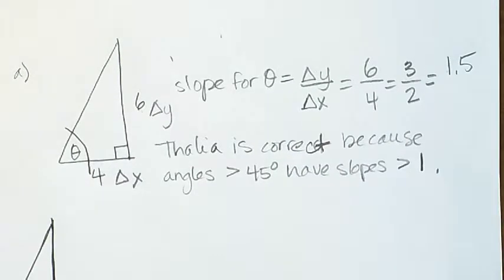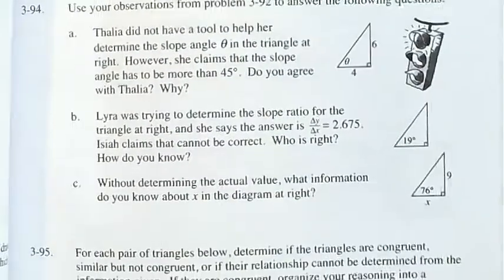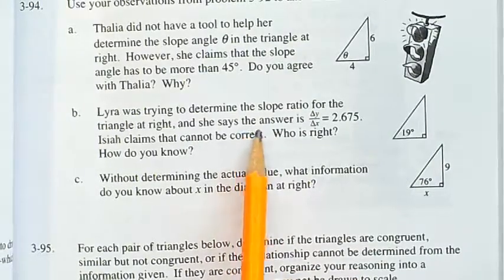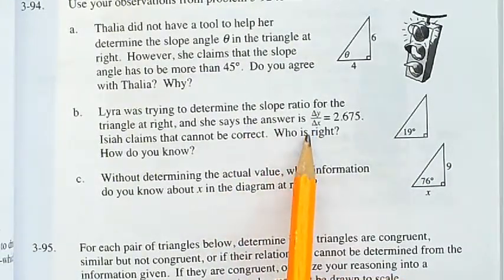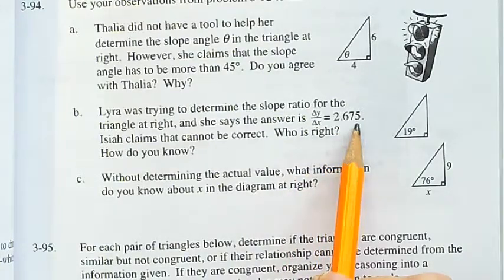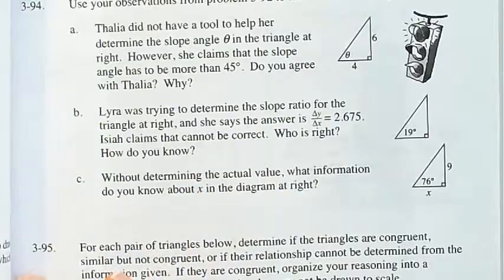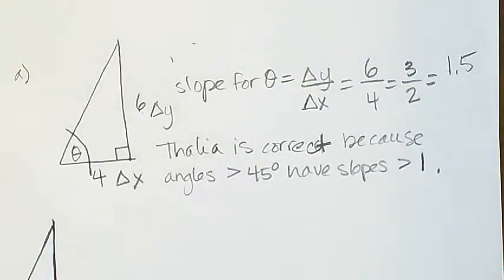Okay, part B. Lyra was trying to determine the slope ratio for the triangle at right. The answer is change in y over change in x is 2.675. Isaiah claims that cannot be correct. Who's right and how do you know? So draw this triangle.